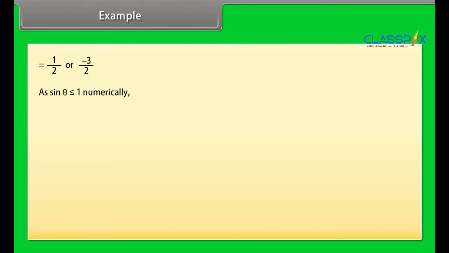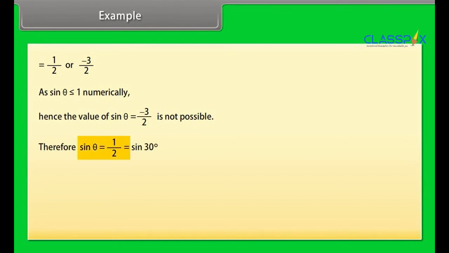As sine theta is numerically less than or equal to 1, the value of sine theta equal to minus 3 by 2 is not possible. Therefore, sine theta is equal to half, which is sine of 30 degrees. So, theta is equal to 30 degrees.